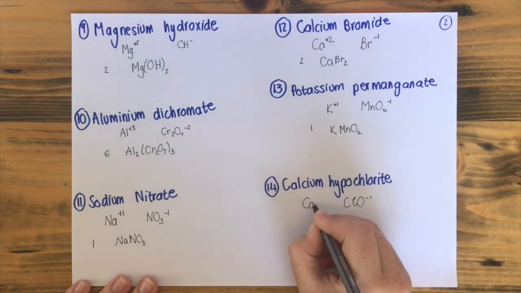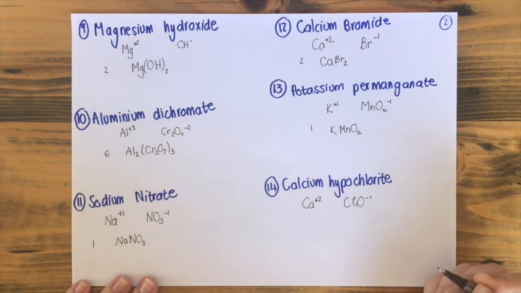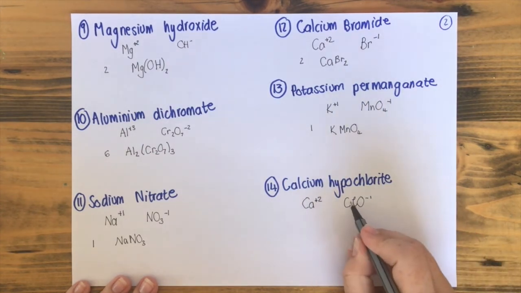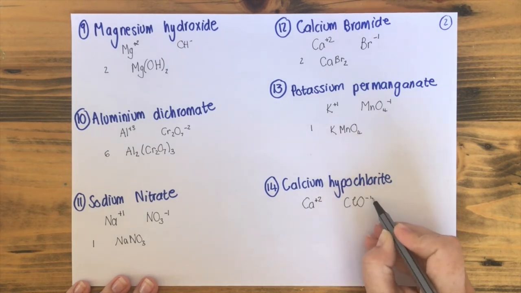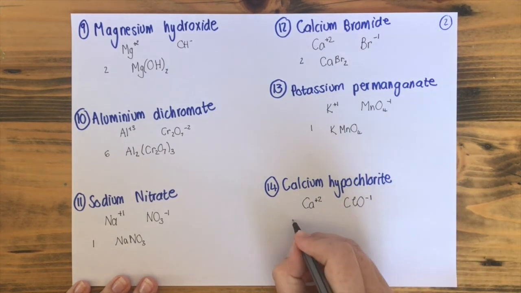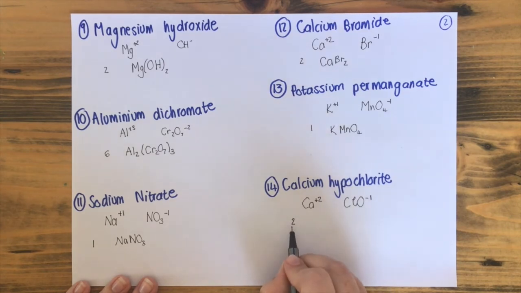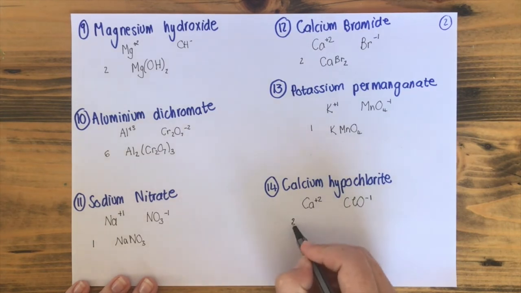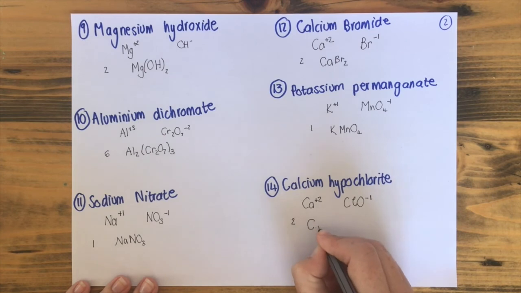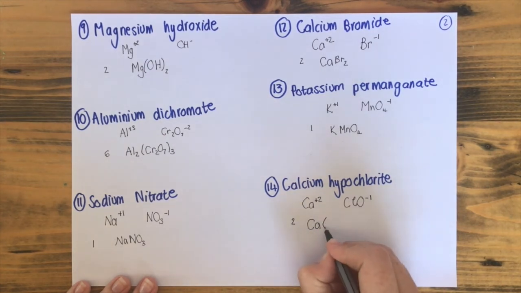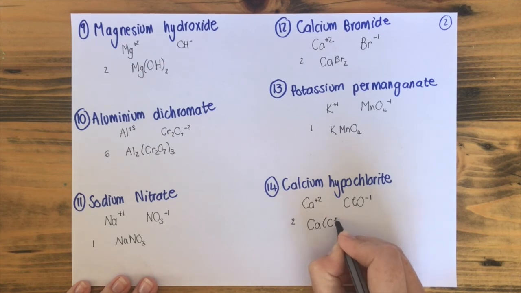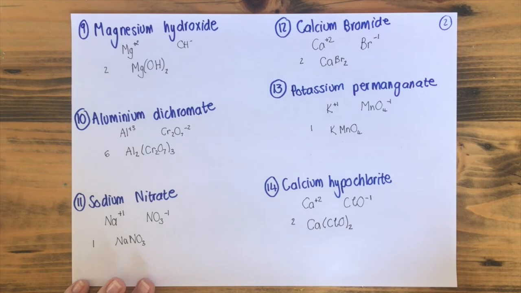And our final one, calcium hypochlorite, calcium is an alkaline earth metal, so it has a charge of positive 2. Hypochlorite is capital C, lowercase l, O, and a -1. So our lowest common number is 2. 2 goes into 2 once, so 1 calcium, and 1 goes into 2 twice, so we will have 2 of those, calcium hypochlorite.